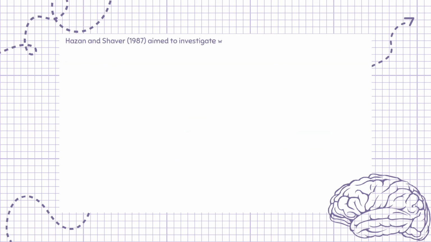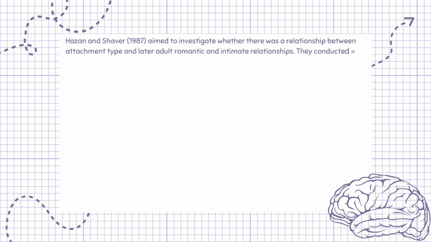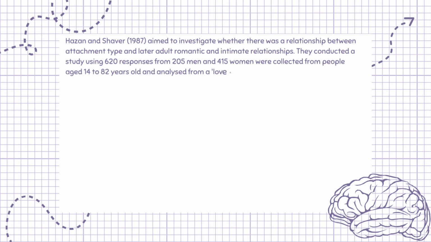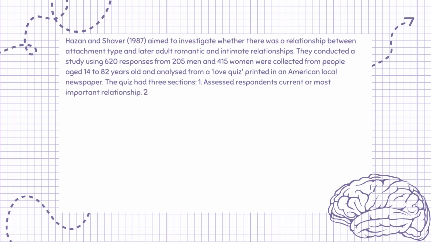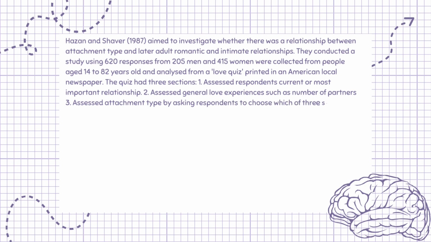Hazan and Shaver, 1987, aimed to investigate whether there was a relationship between attachment type and later adult romantic and intimate relationships. They conducted a study using 620 responses, from 205 men and 415 women aged 14 to 82 years old, collected and analyzed from a love quiz printed in an American local newspaper. The quiz had 3 sections. 1. Assessed respondents' current or most important relationship. 2. Assessed general love experiences such as number of partners. 3. Assessed attachment type by asking respondents to choose which of 3 statements best described their feelings.